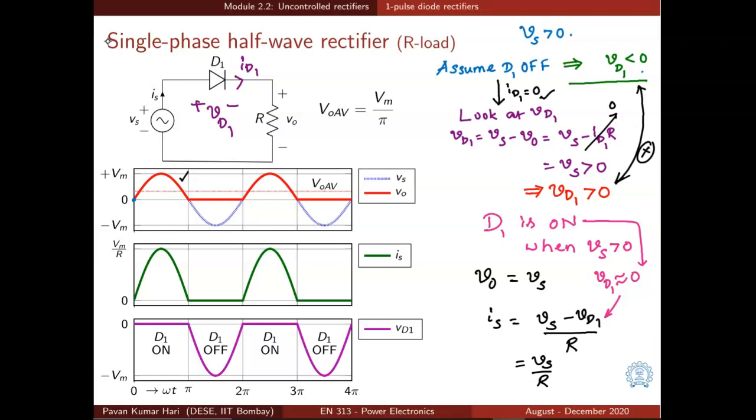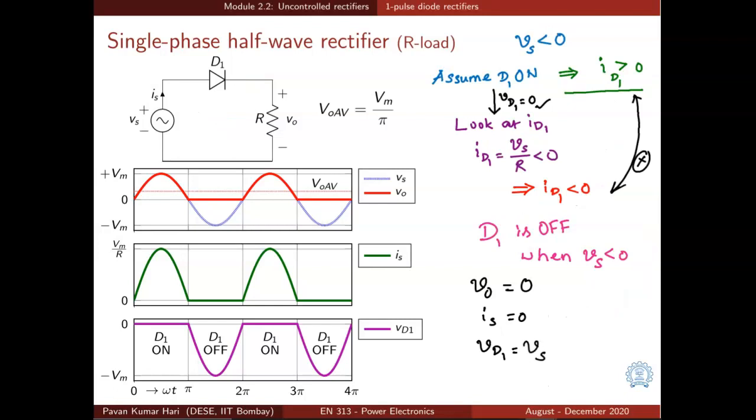and the source current Is, which is also the diode current, which is also the current through the resistor, because it's a series circuit. So that varies as shown in green color waveform. So it is also a sinusoid in this 0 to pi interval, and is proportional to the input voltage, and the voltage across the diode is 0 when it is on.